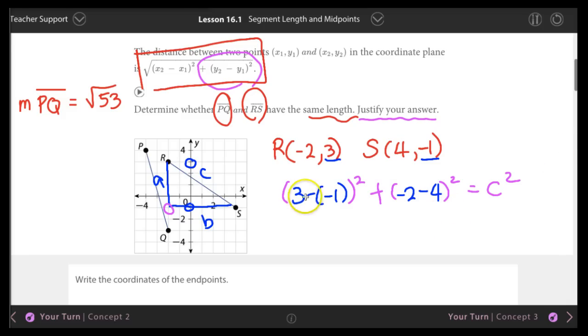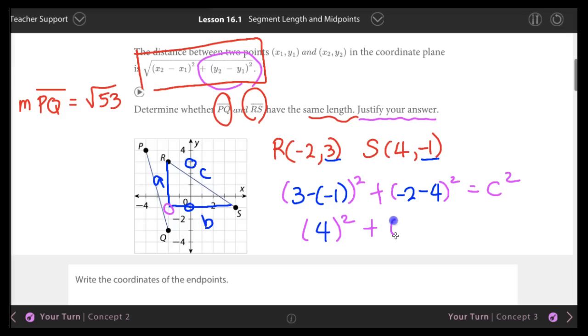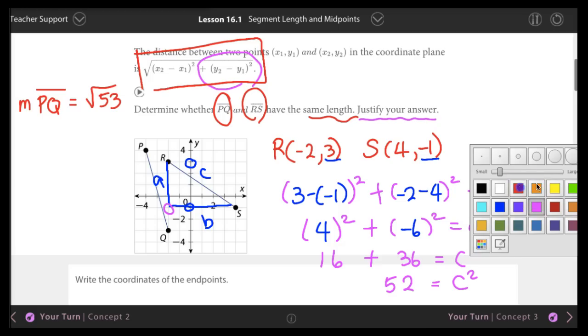So now let's do this. 3 plus 1 is 4 squared plus another number squared equals C squared. And then what is in the other parentheses? -2 minus 4 is -6, okay? So now let's get this done. 4 squared is 16. -6 times -6 is 36. That's C squared. When I add them together, it's 52. Uh-oh. Did I do something wrong? No, I didn't. So then I have determined that, okay, so now I gotta find the square root.